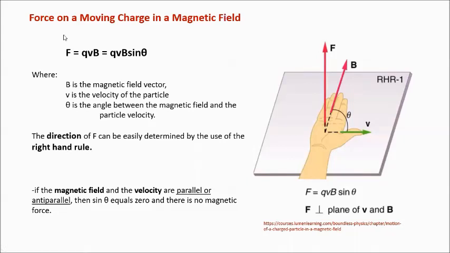Okay, to find the force of a moving charge moving in the magnetic field, then use the formula. F is equal to QVB, or QVB sine of the angle. The direction is simply to follow the right-hand rule. In this part, simply you open your palm. So the thumb is the direction of velocity, the middle finger is for the direction of magnetic field.